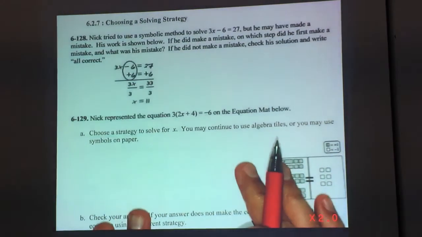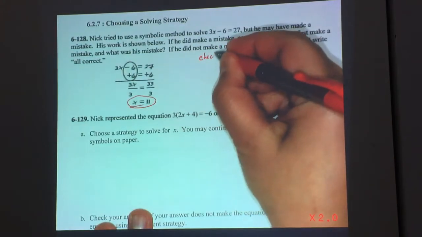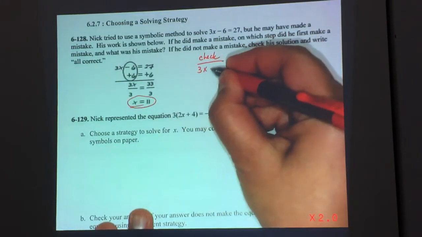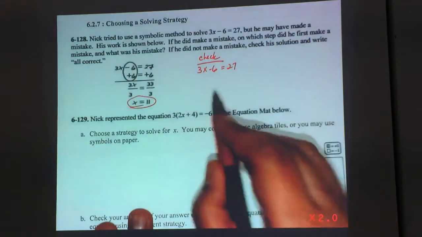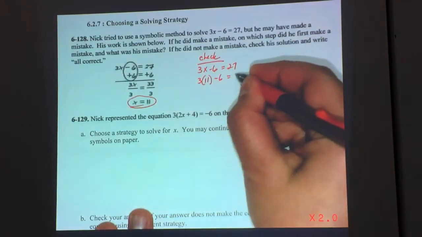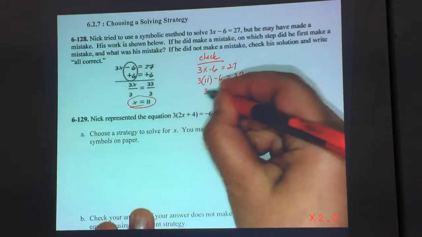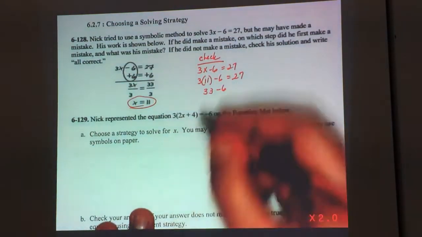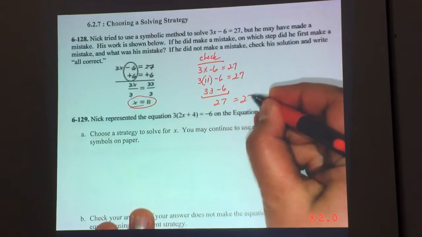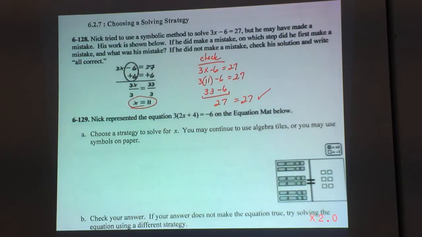Okay, so here is Nick's solution, x equals 11. Let's check it. So I'm going to write the original equation. Now, in place of x, I will put that 11. So, what is 3 times 11? 33 minus 6. What is 33 minus 6? Team 2? 27. Does that 27 equal this 27? Then that's check. So it checked, so he was correct. Okay. Question 129.